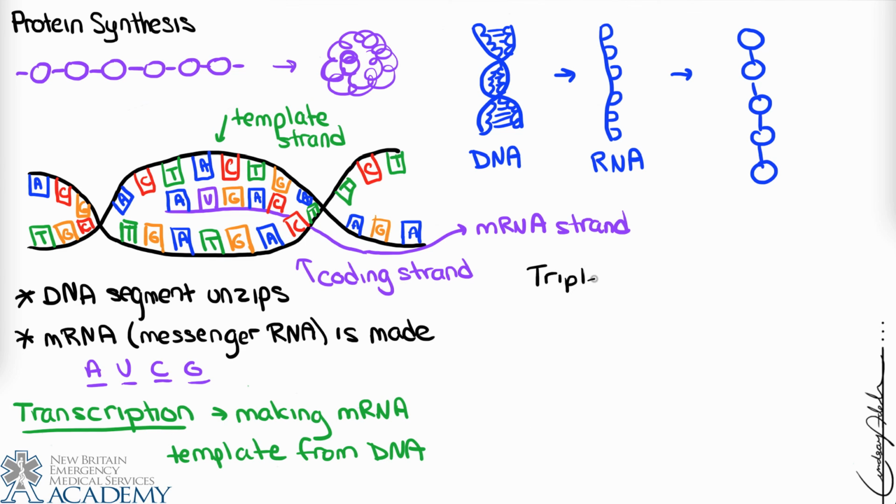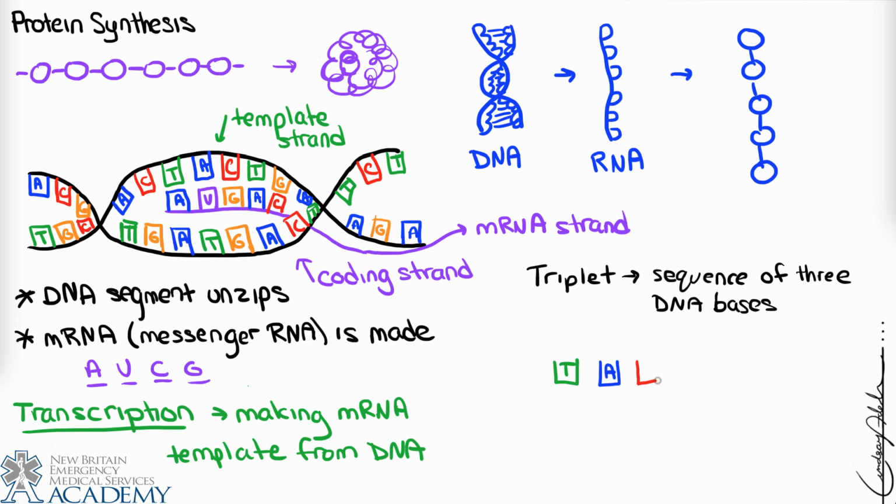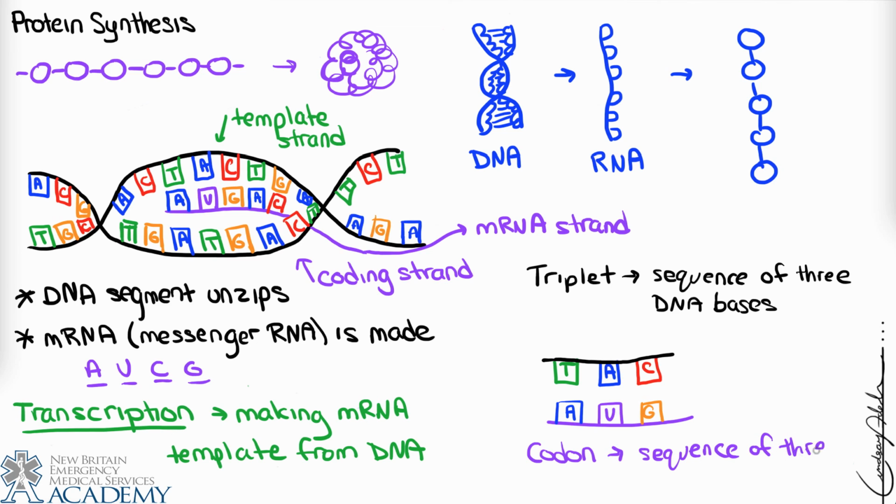Now, there's a couple more things I want to mention before we move forward. We generally look at the DNA in terms of triplets, or sequences of 3 DNA bases. If we look at our triplet of T, A, and C, when we make our mRNA strand, we're going to have 3 letters that are opposite of those, so A and then U and then G. I want to label this triplet as well. It's a triplet in the DNA bases, but the 3 letters in the mRNA are called a codon.